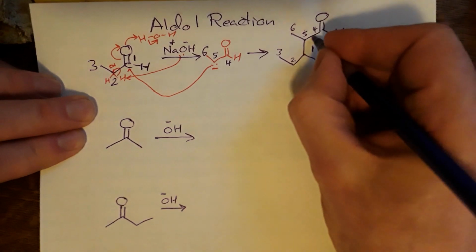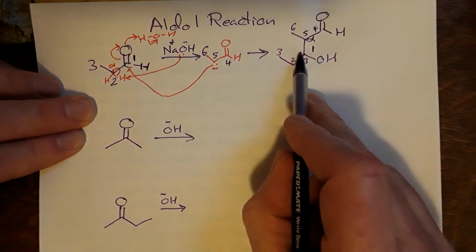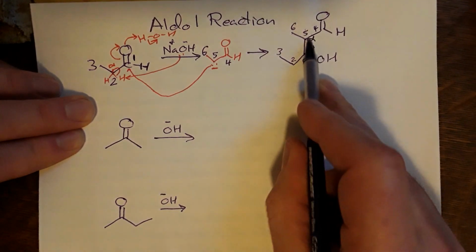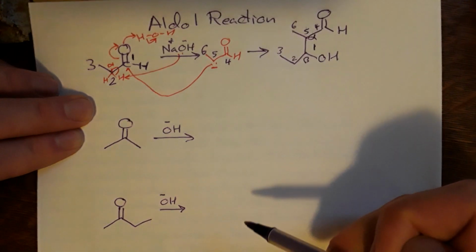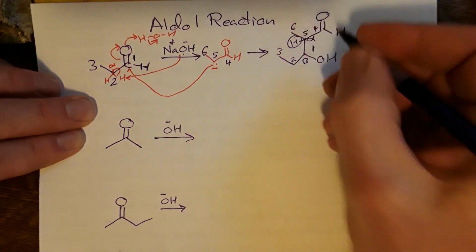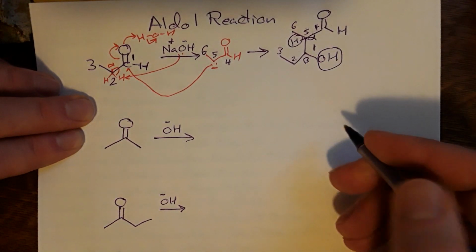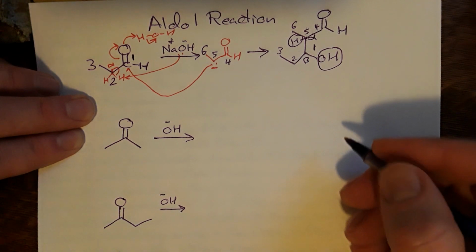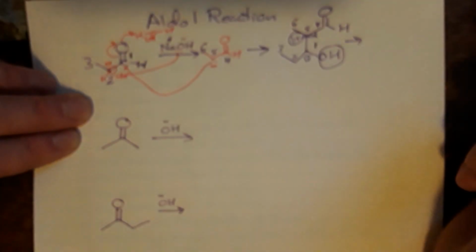What we have here is a beta hydroxyaldehyde. Attached to a beta carbon we have the hydroxy group, and then we also have a hydrogen here. If we lose a hydrogen and an OH there, we're losing a molecule of water, and we can draw the final product.